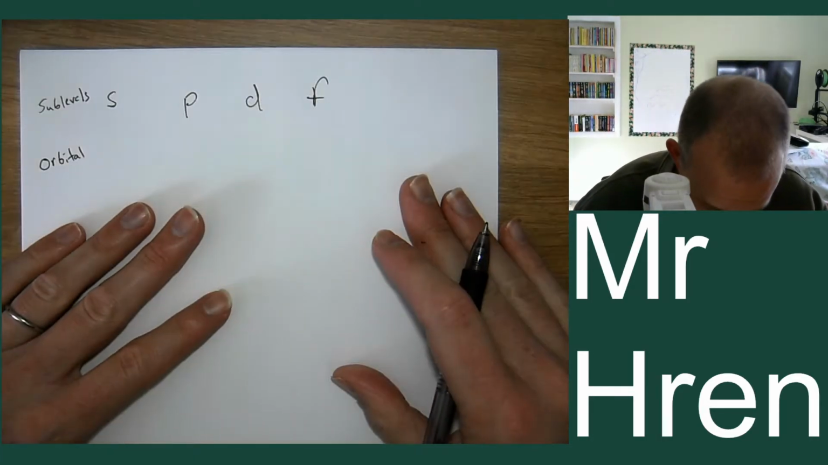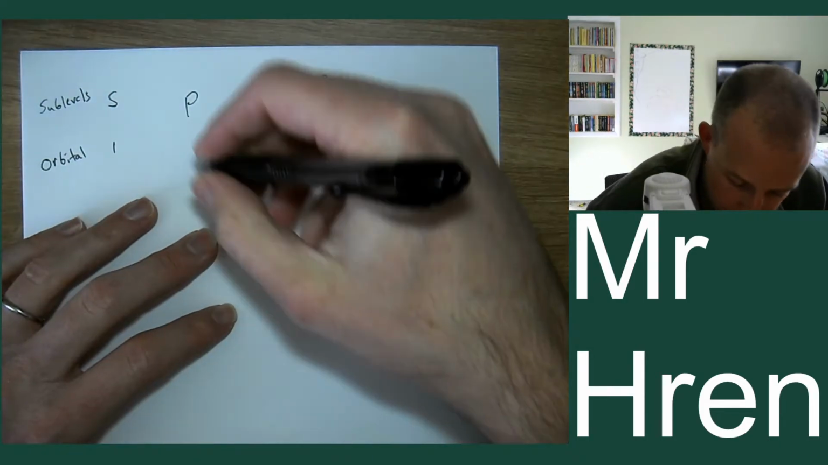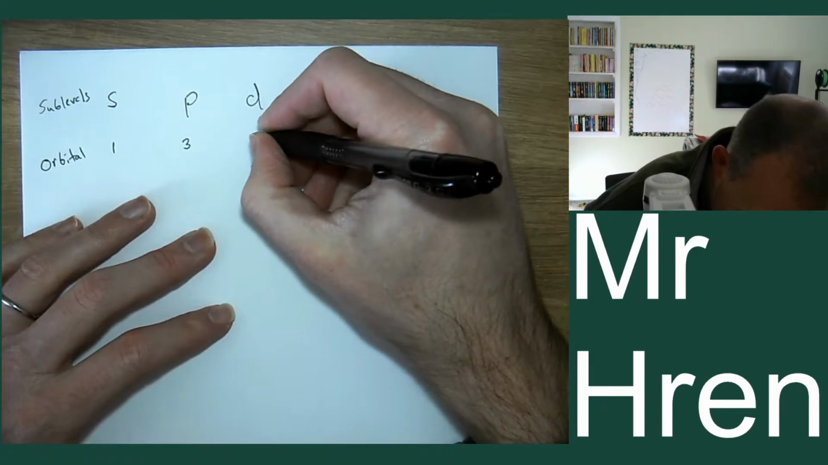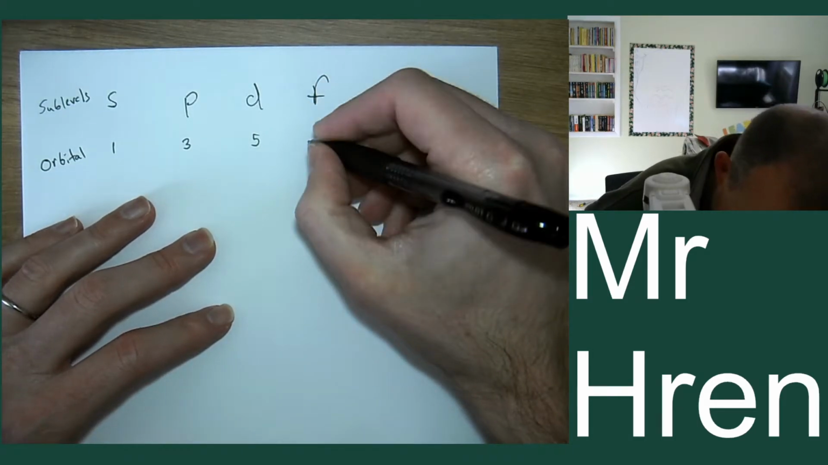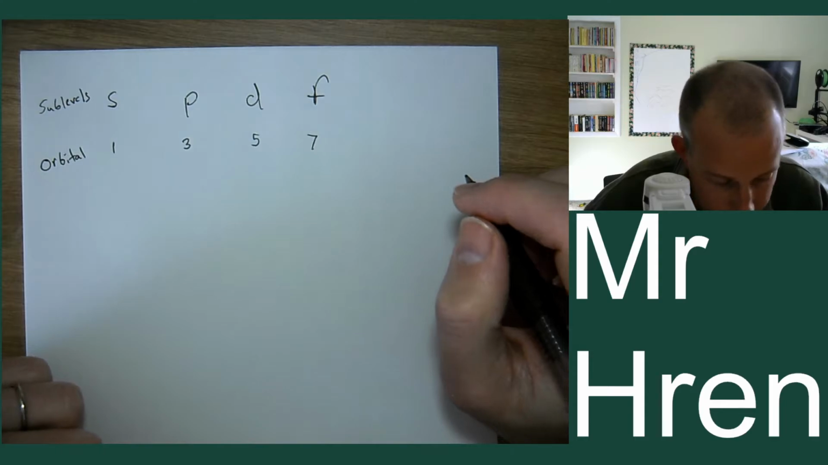Beyond that, though, let's review how many orbitals they each have. Now remember, the S sublevel has one orbital. The P sublevel has 3. The D sublevel has 5. And the F sublevel has 7. So that's how many orbitals they each have.